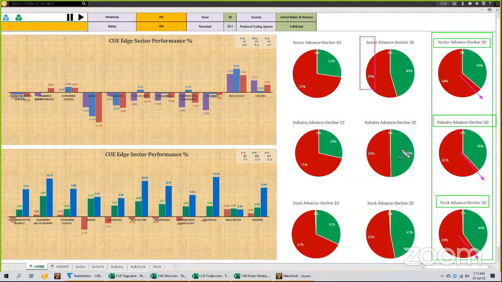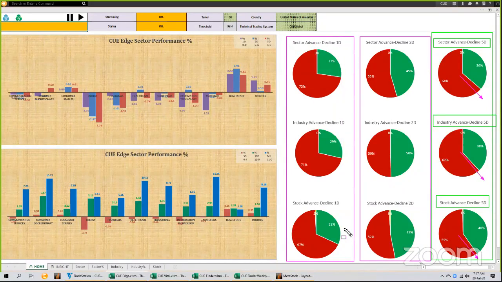Over 2-day, it is more balanced. However, yesterday it was again more bearish, now about 70% across sectors, industries, and stocks. Yesterday, I was sharing the Q Edge home statistics on Twitter. I shared several snapshots, and you could see from those snapshots that the market was weakening. The red pie portions were becoming bigger and bigger.